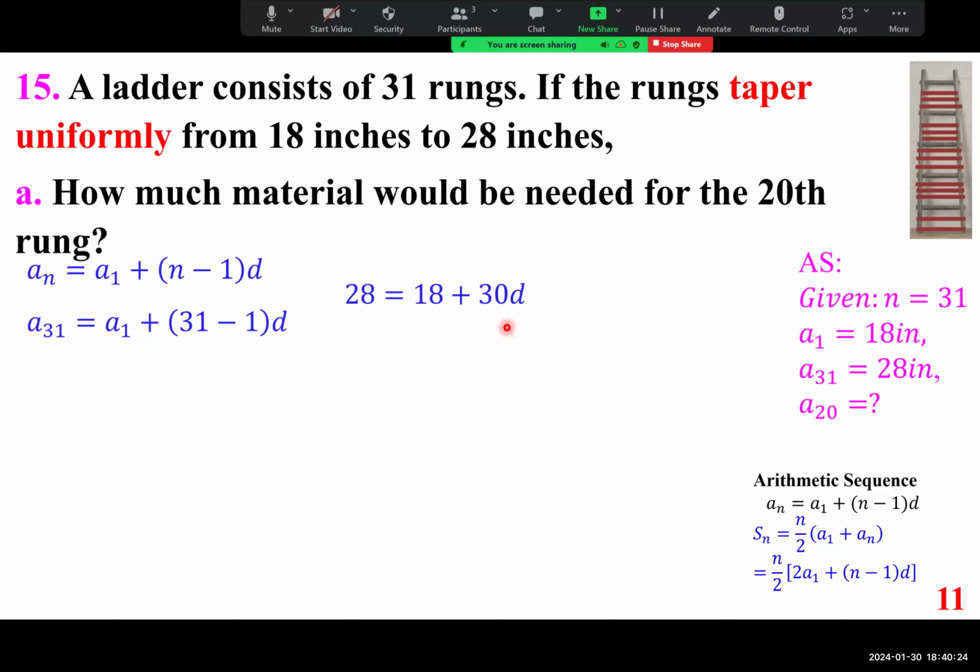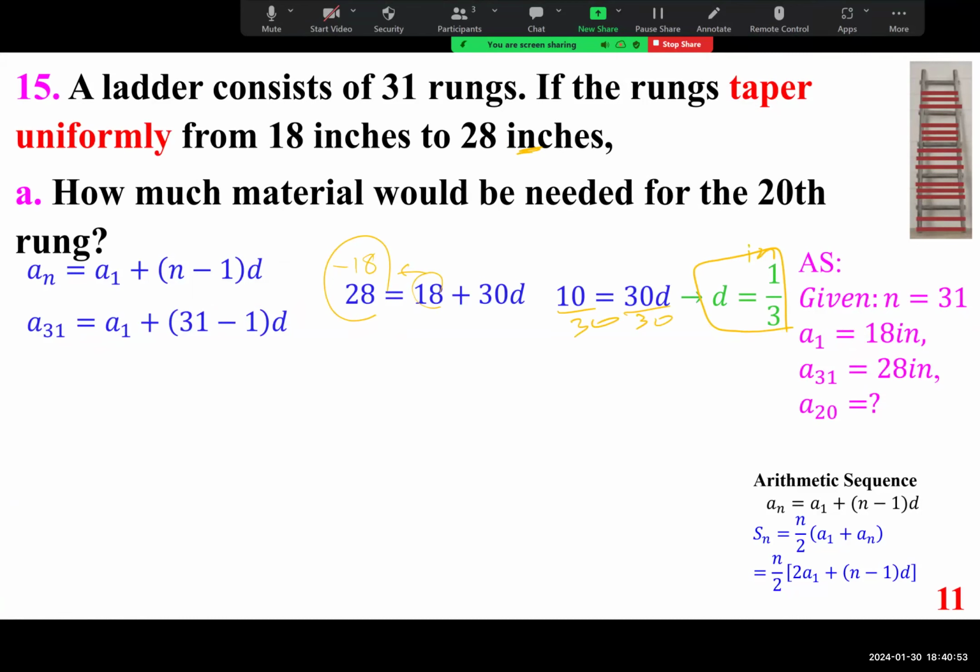This one is negative. 28 minus 18 is 10. We're going to divide by 30, and we get 1/3. So d is 1/3. If you want to go with the units, 1/3 what? 1/3 of an inch.